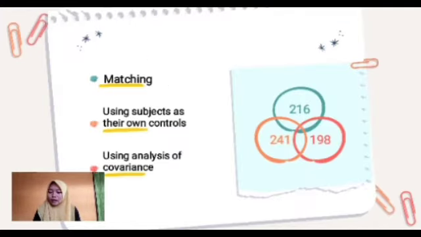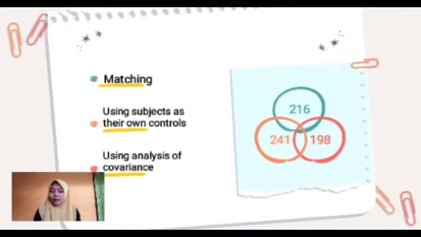And then here there is matching. In matching, often pairs of subjects are matched on certain variables of interest. If a researcher feels that age, for example, might impact the outcomes of the study, he makes an effort to match students according to their age, and then assigns one member of each pair to each group.